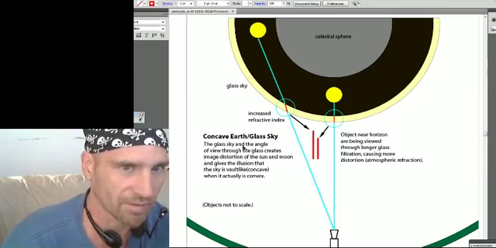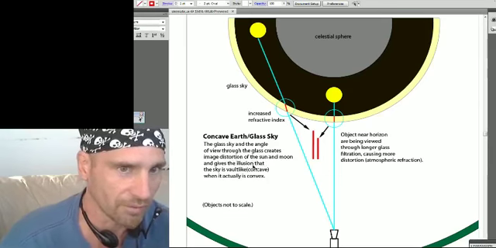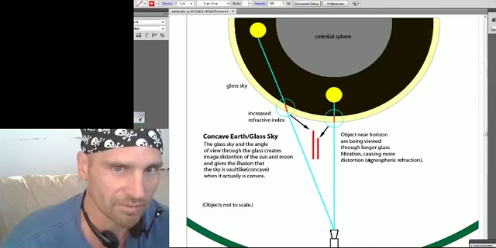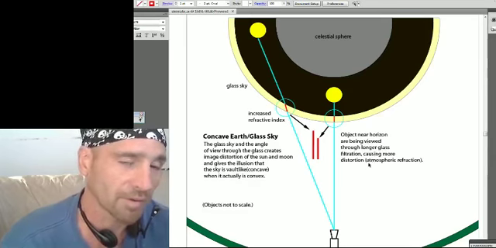So it says the glass sky and the angle of view through the glass creates image distortion of the sun and moon and gives the illusion that the sky is vault-like concave when it actually is convex. Objects near the horizon are being viewed through longer glass filtration, causing more distortion. Atmospheric refraction. So that's really what's going on.